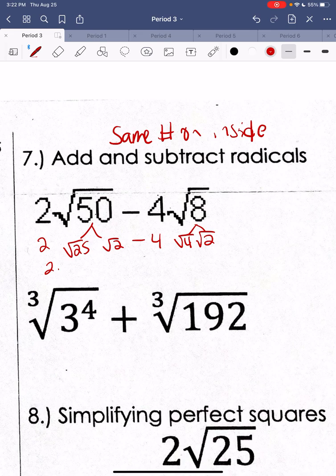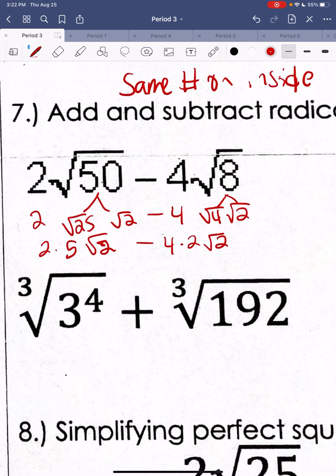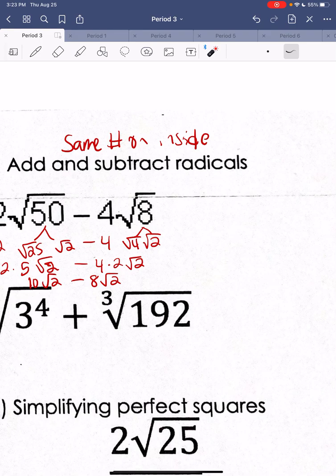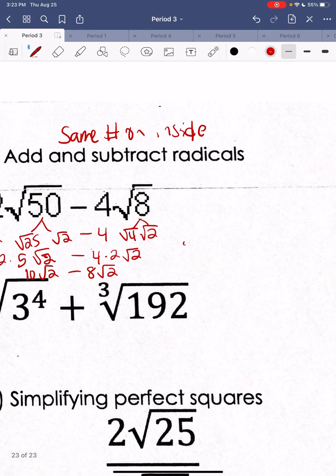Now you take the square root of your numbers. The square root of 25 is 5, and the square root of 4 is 2. Everything else comes down. Multiply the numbers in the front. And then finally, we have the same number on the inside, so all we do is add or subtract the numbers on the outside. So we would do 10 minus 8, which makes 2. So we have 2 square roots of 2.